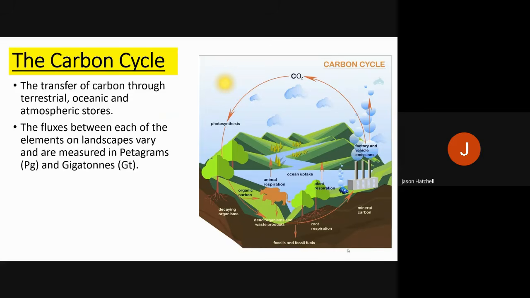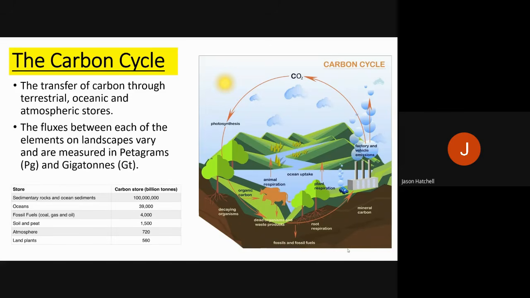The fluxes between each of the elements on the landscape vary and are measured in two ways, either petagrams or PG, and gigatons or GT. They are just the units of measurement we use to measure the amount of carbon on the fluxes between the different stores.